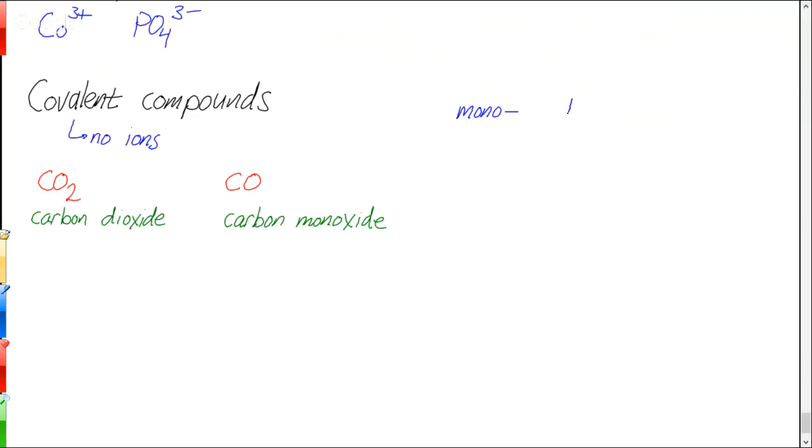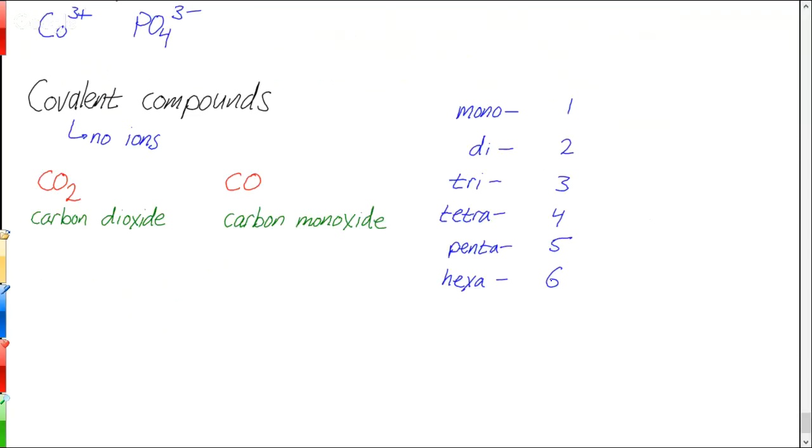mono for 1 and di for 2, as we just used. Tri is 3. Tetra is 4. Penta is 5. And hexa is 6. And for most compounds, we don't need to go beyond 6.